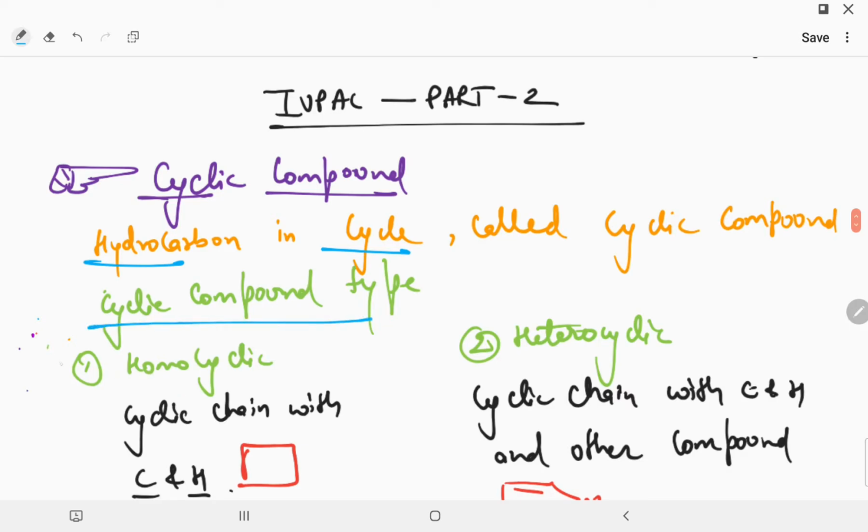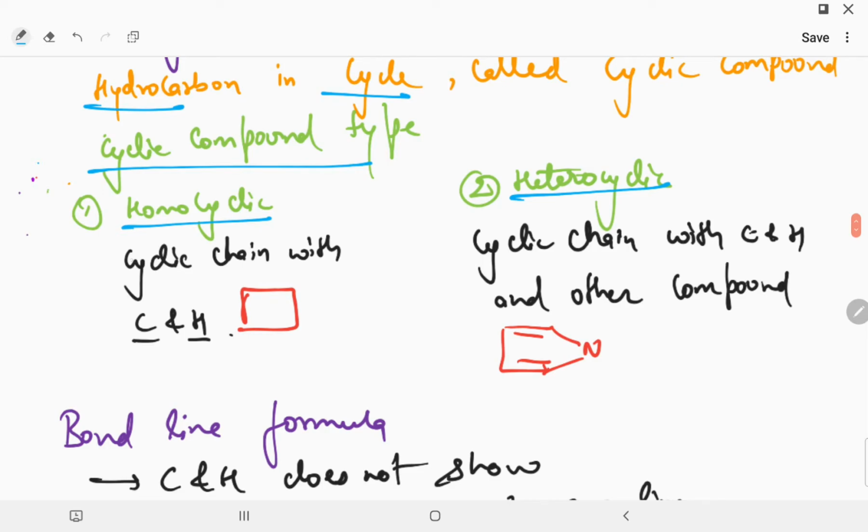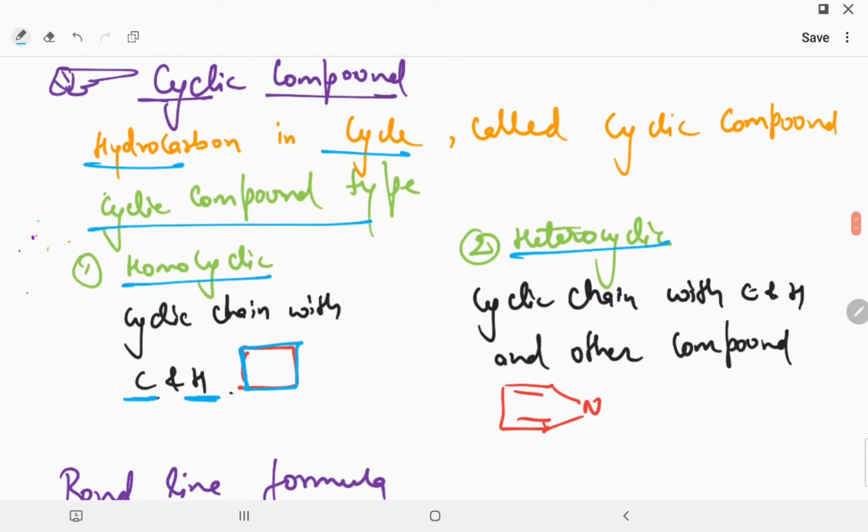They are classified into two types: homocyclic and heterocyclic. What is the difference, sir, between homocyclic and heterocyclic? Homocyclic contains only carbon and hydrogen in the chain. A heterocyclic compound contains carbon and hydrogen and also other atoms, like this is a carbon, this is nitrogen, other than hydrogen. So this is called a heterocyclic compound.